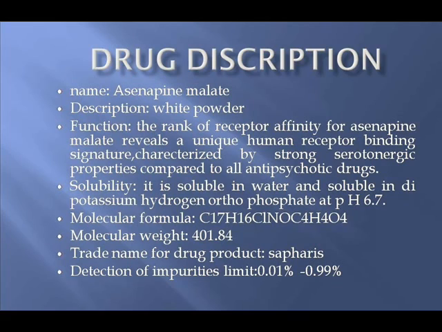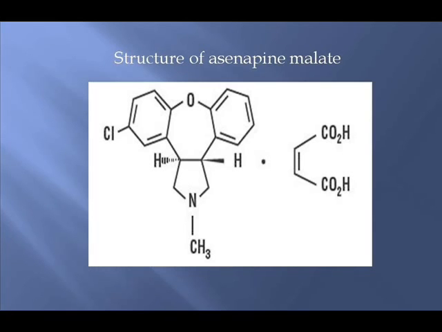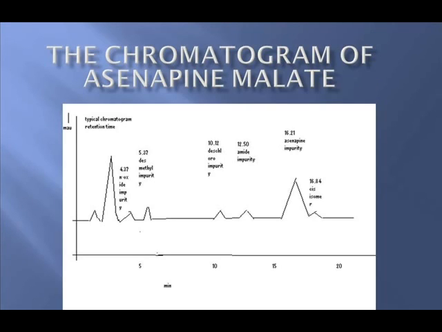The trade name for the drug product is Sapharis. The detection of impurities is in between the limit of 0.01 to 0.99. The structure of S-naphin malate is shown in the figure. Our aim is to find out the impurities of the S-naphin malate.